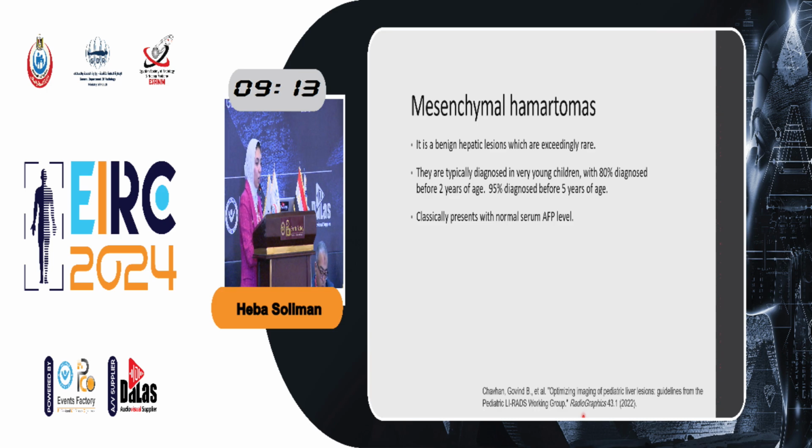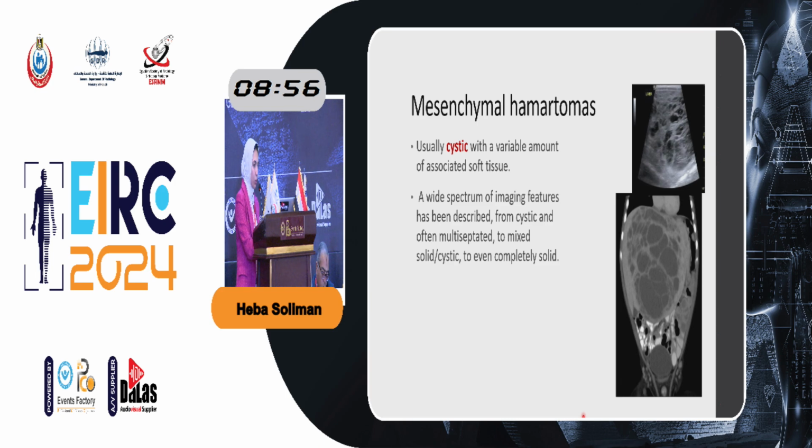Mesenchymal hamartoma is a benign hepatic lesion which is exceedingly rare, typically diagnosed in very young children, with 80% diagnosed before the age of 2 years and 95% diagnosed before the age of 5 years, and classically presents with a normal serum alpha-fetoprotein, which is an important differential from hepatoblastoma. The classic presentation is a cystic mass with a variable amount of associated soft tissue.